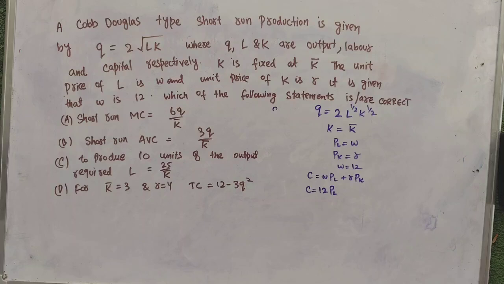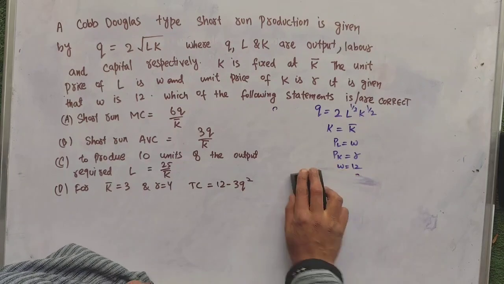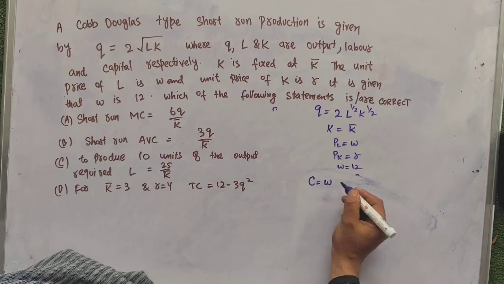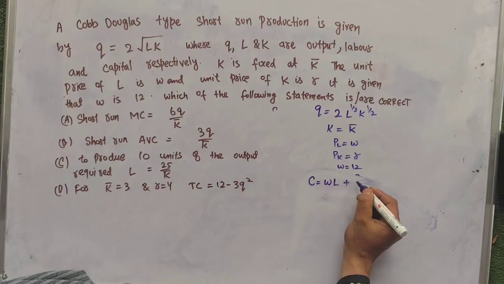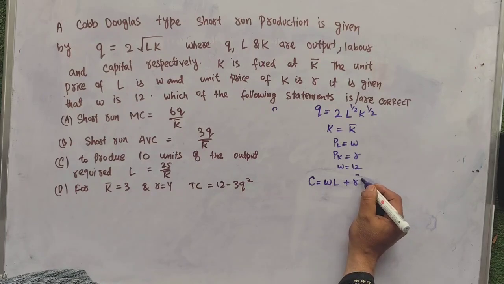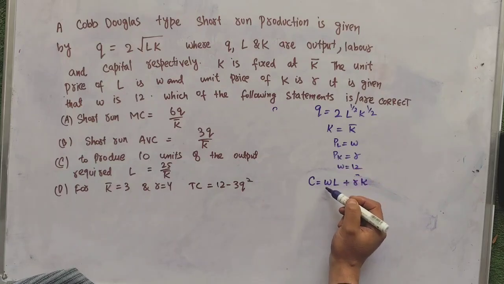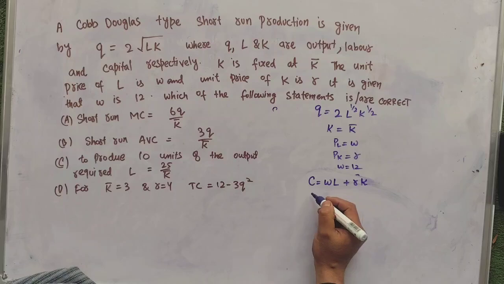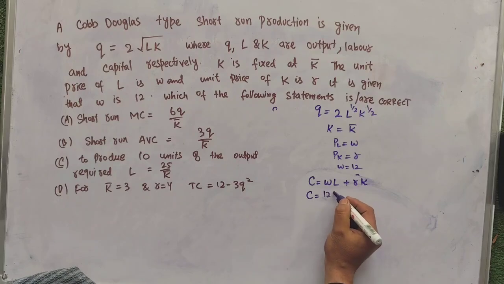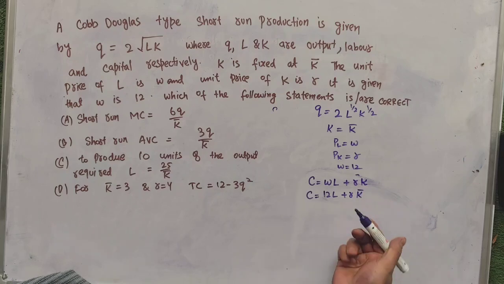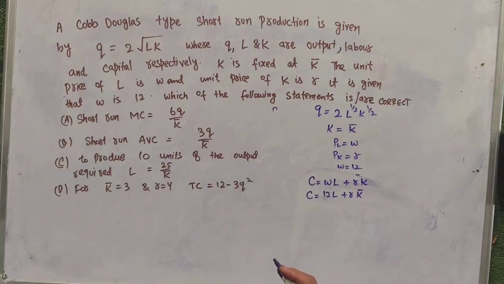Sorry, I wrote it absolutely incorrect. So the total cost function will be equal to wage rate times units of labor employed plus rental rate of capital times units of capital employed. Price of labor is W, price of K is R, and we are told that W is equal to 12. So we have 12L + RK, and K is fixed because we have a short run. In the short run, capital is usually, always rather, fixed.